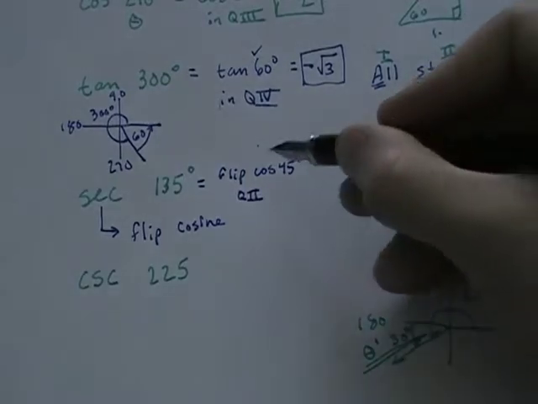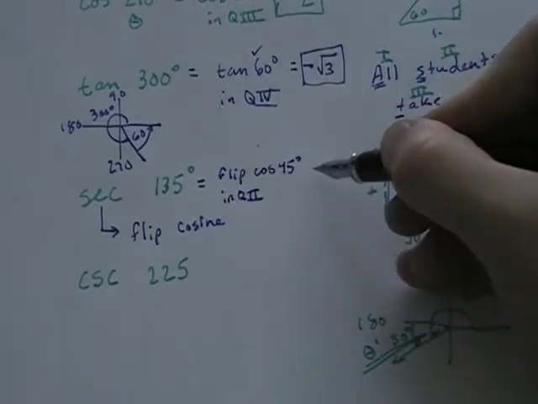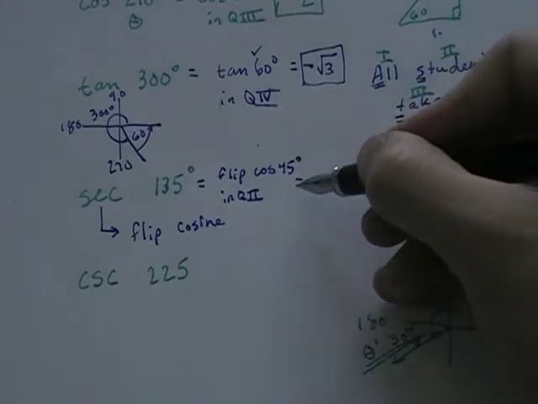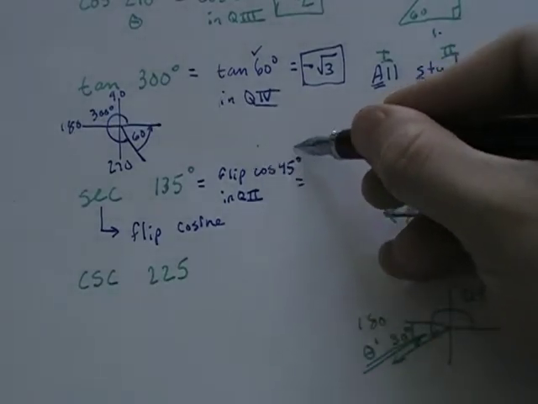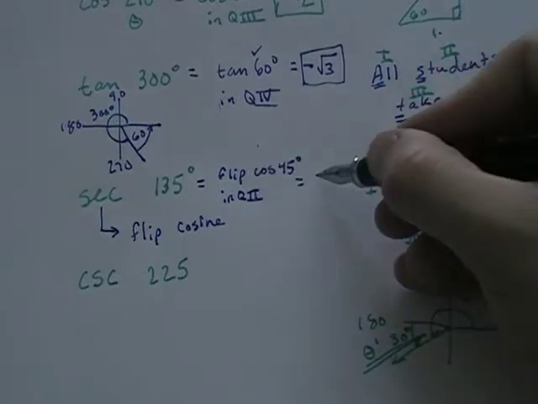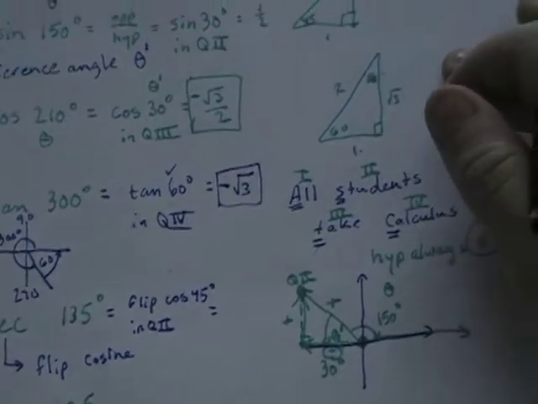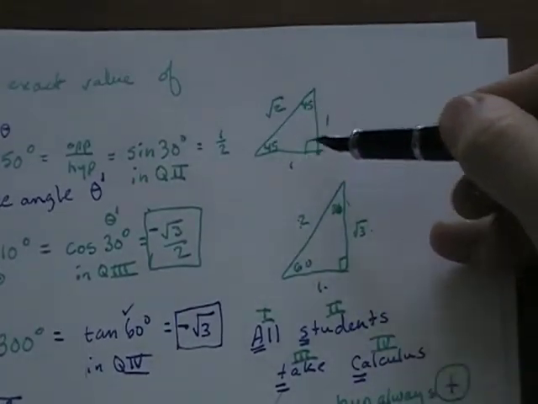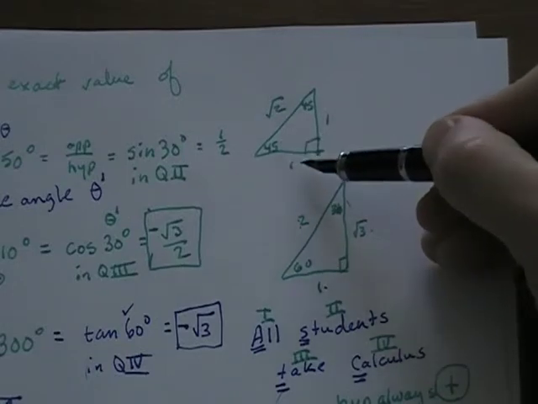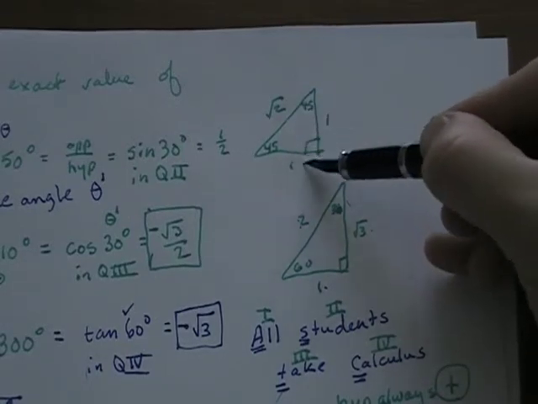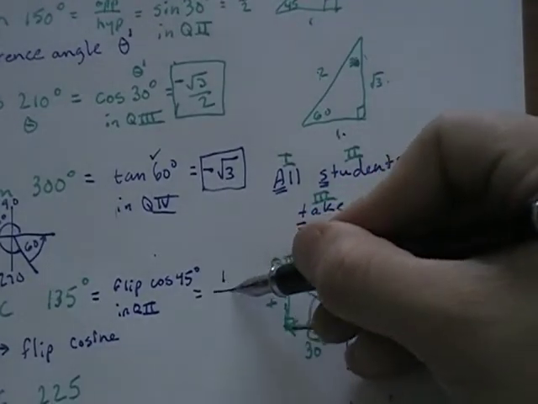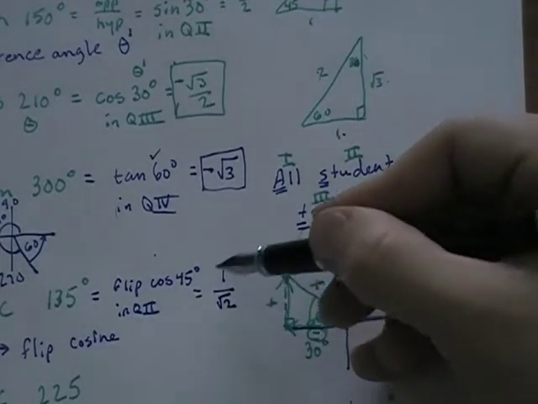Okay, so flip cosine in quadrant 2. What I'm really saying is, what's the cosine of 45 in quadrant 2? Well, I go up here and I take my 45, 45, 90. What's the cosine of 45? It's adjacent over hypotenuse. It's 1 over root 2. So I write that. It's 1 over root 2.